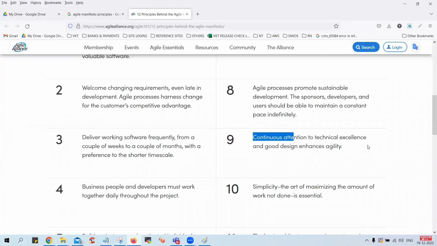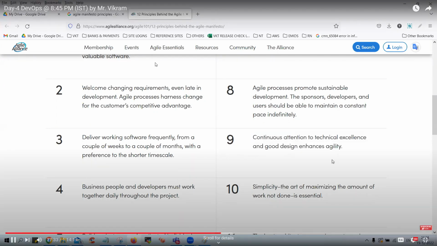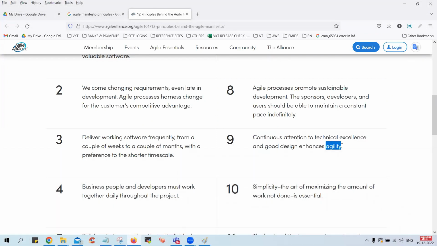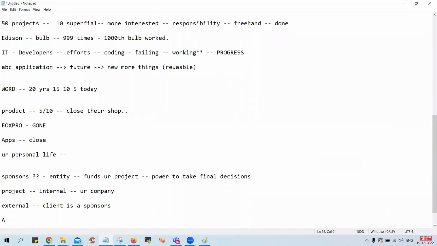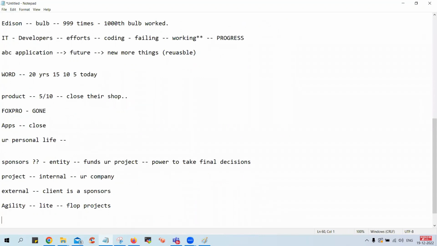Okay. Continuous attention to technical excellence and good design enhances agility. In this ninth principle, there is a very important word called agility. This agility is a principle which was brought up by Agile, and a lot of companies took it lightly, meaning they ignored it. Such companies saw flop stories in their projects, and agility became the core agenda in DevOps now.